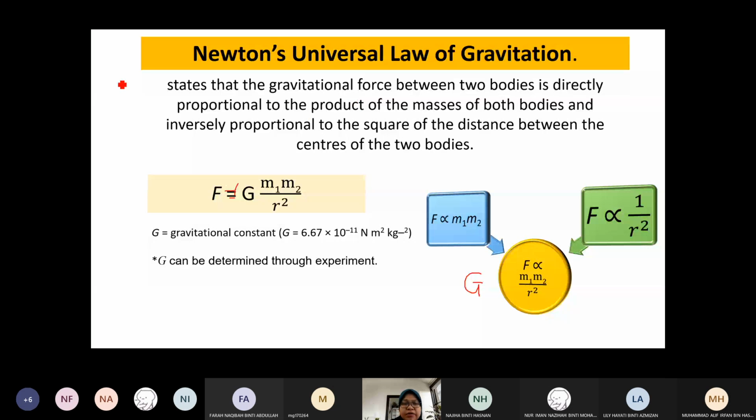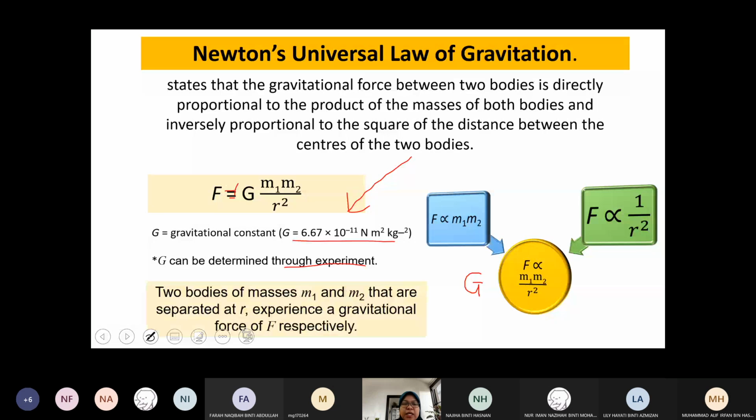So do you need to memorize this one? The answer is no, you don't need to. If you are asked to calculate, you will be given this value. So how do we get G? How is this value determined? Scientists carry out experiments, and from a few experiments they get this value, which is the average of G.